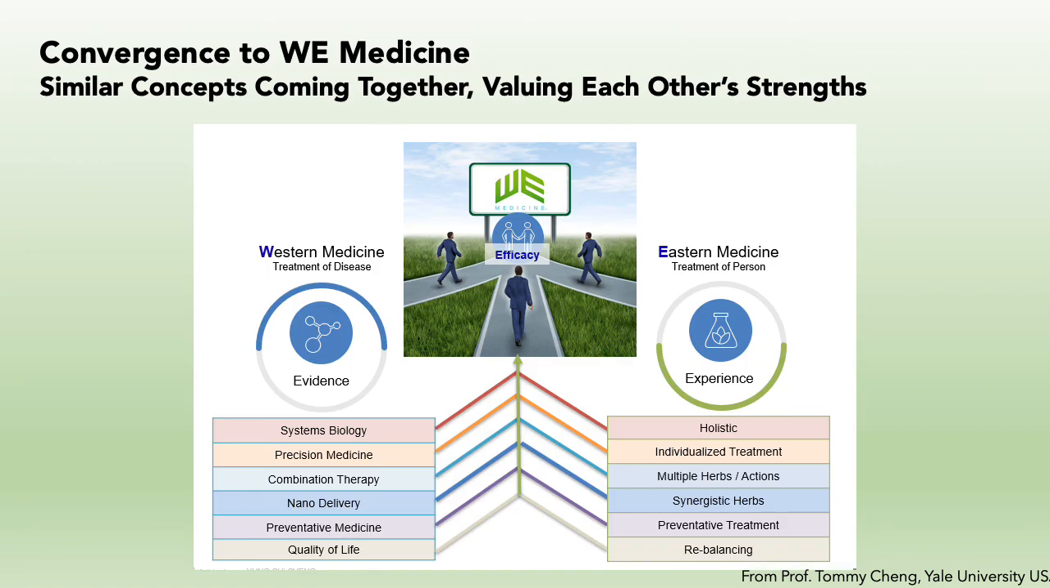So at the end, what is the we medicine? Western medicine is evidence-based medicine, while traditional Eastern medicine is experience-based medicine. In Western medicine, we have systems biology, precision medicine, combination therapy, nano-delivery, prevention medicine, and quality of life, while in Eastern medicine, we have a holistic approach, individual treatment, multi-herbal actions, synergistic herbals, prevention treatment, and rebalance. So we combine these 2 elements and generate we medicine. This is, I hope, how our new generation of medicine will be developed.